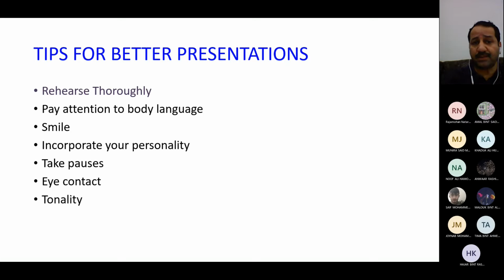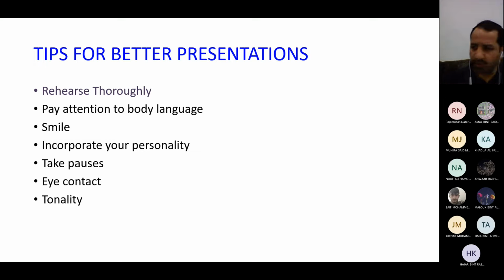Tips for a better presentation of your thesis. Mainly in the presentation, rehearse thoroughly and pay attention to body language. I don't think we need to explain more here, it's clear. Smile. Some people from the beginning have a disappointed look on their face, which is not good. No, smile, be relaxed.